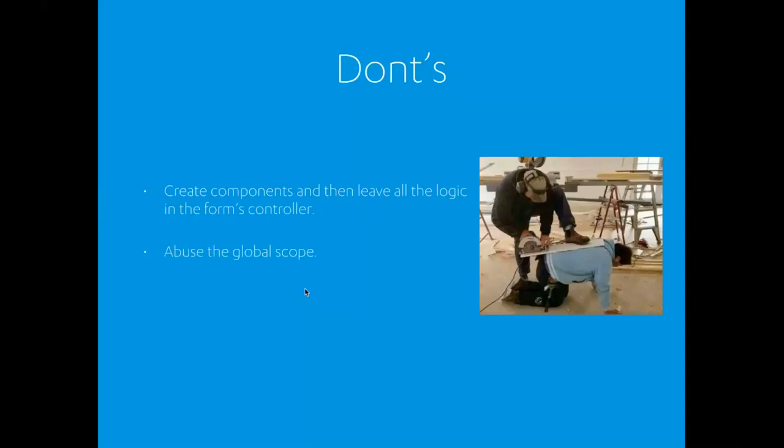Do not abuse the global scope. So components, Kony's MVC pattern, is built on require.js, asynchronous module definition. And you can use dependency injection into those modules, and I'm going to show you how. What you should not be doing is creating components that depend on things that you have defined in the global scope, okay?